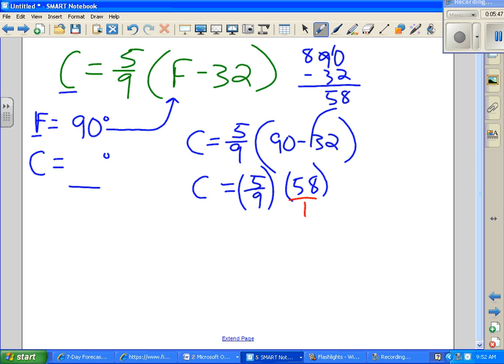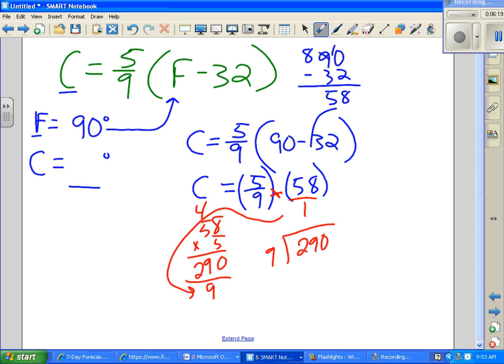Is there anything we can simplify here? I don't see anything here, and I don't see anything there as far as simplifying, so we just have to do this in longhand. So let's do 58 times 5, 290. And we're going to set that over 9 because 9 times 1 was written down here. And I don't have a calculator, so I'll do that longhand.